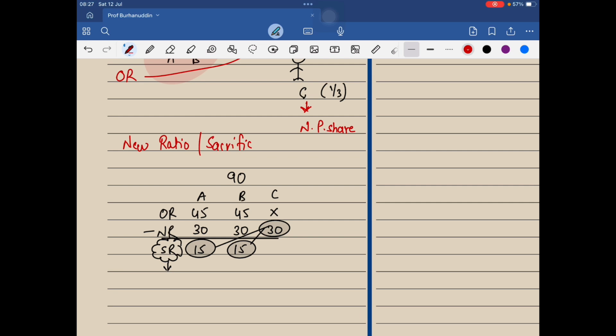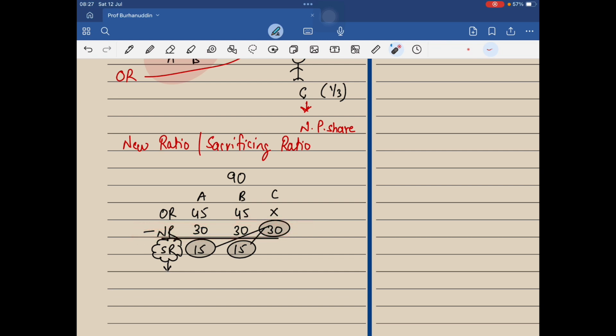Now that depends on the question, what they're asking you. At times they'll give you the new ratio, at times they'll give you the old ratio and the sacrificing ratio. But you'll be asked to find out two things. One is the new ratio and the other one is the sacrificing ratio. So do you understand why we find out the new ratio and the sacrificing ratio? Because the new ratio shows what will be the share in the future. This is a very basic question.